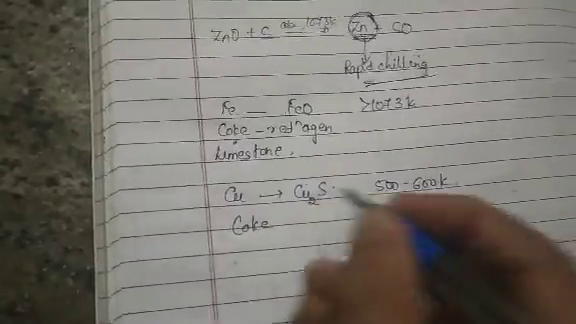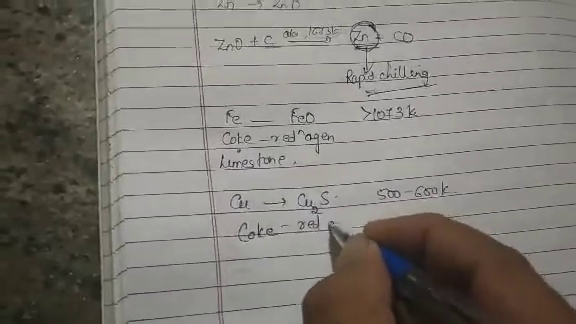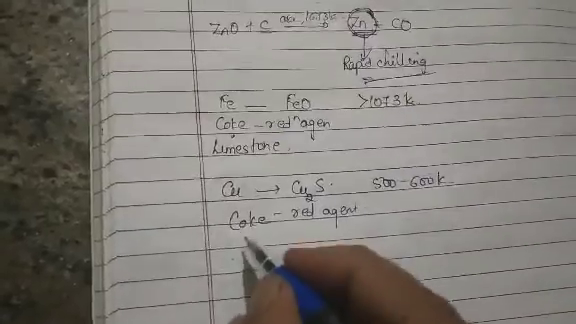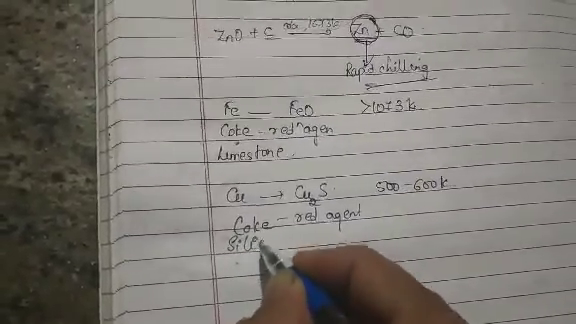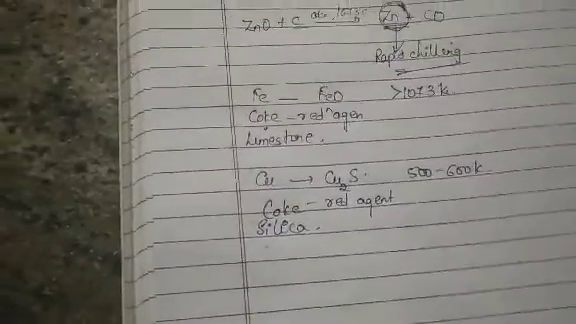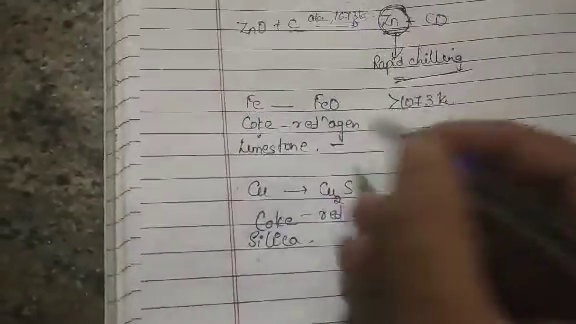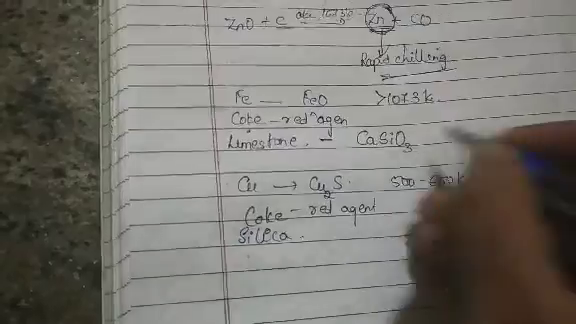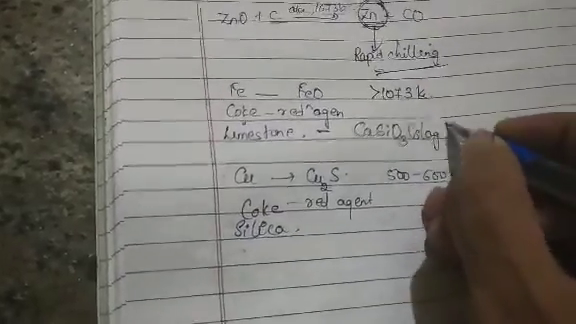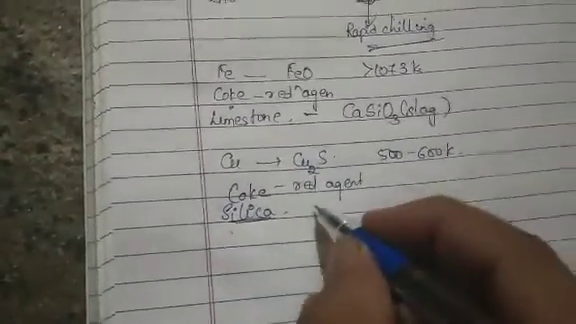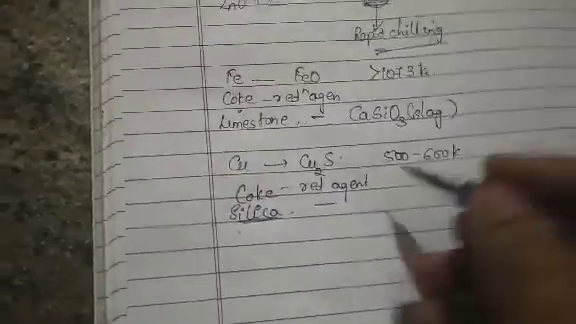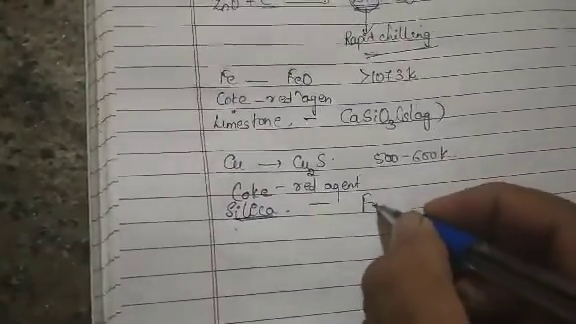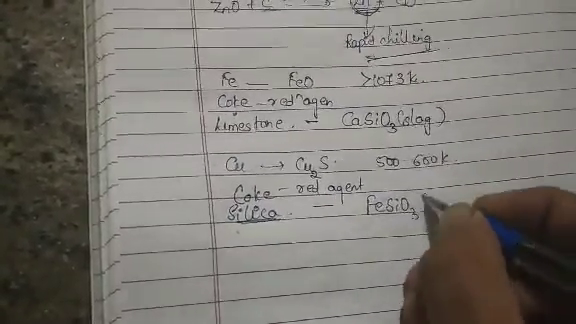Here we have also used coke as a reducing agent, but what is the main difference? We have used silica as the flux. In the iron extraction, the slag we obtained was calcium silicate, CaSiO3. But here, the slag we have got is, of course, iron silicate. Very important for 1 mark.